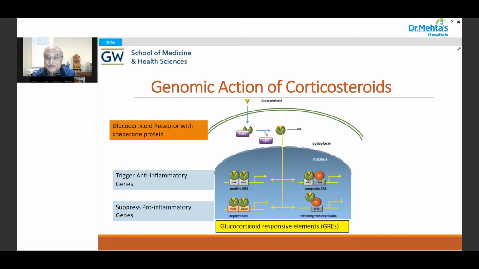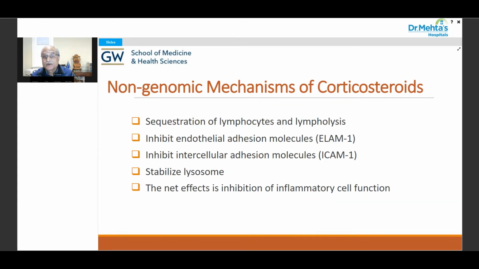So glucocorticoids do take time, and this anti-inflammatory action is actually mediated by genes within the nucleus of the cells. There are non-genomic mechanisms of corticosteroids as well. Those, sequestration and lipolysis is prominent, inhibition of various adhesion molecules, and stabilization of the lysosomes. And the net effect of both the genomic and the non-genomic mechanisms is that you have an anti-inflammatory effect.